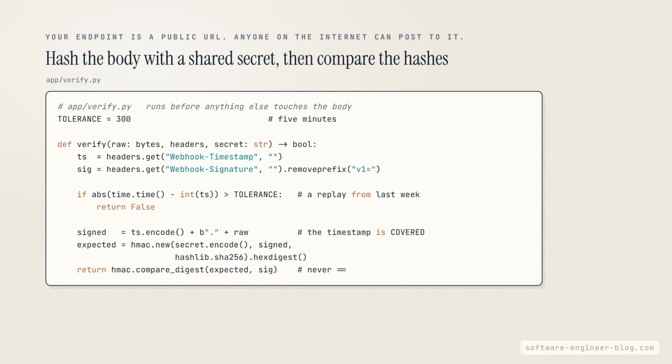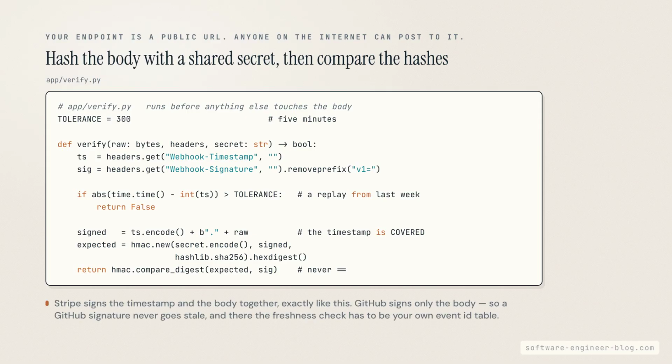Third, compare_digest, not 2 equal signs. I measured this one honestly. On a 64-character hash, the timing difference is real, but it is about half a nanosecond, far below ordinary network noise. Nobody is attacking you through it today. The standard library simply hands you the correct function for free, so take it.